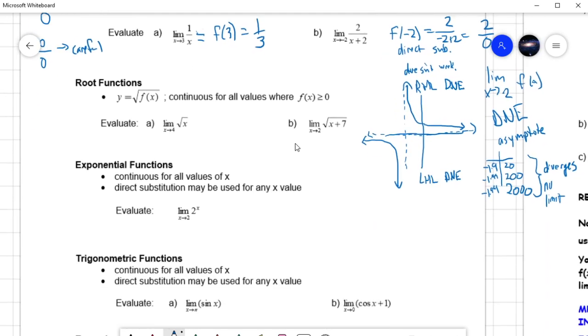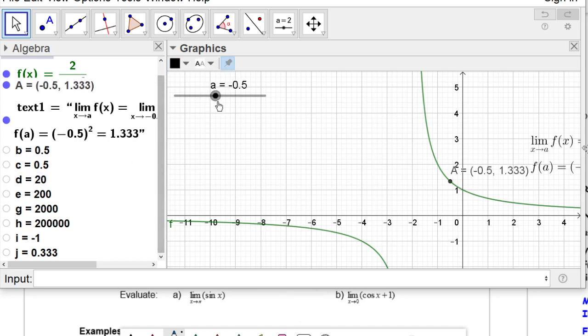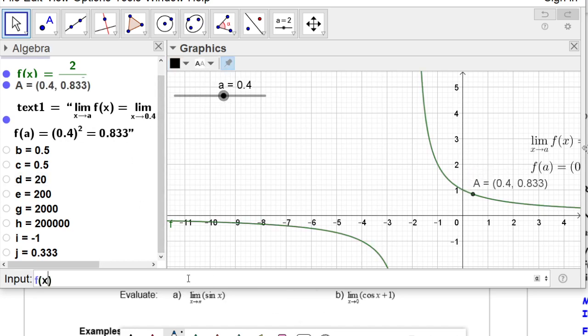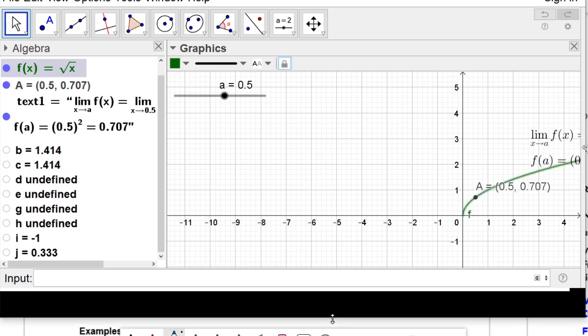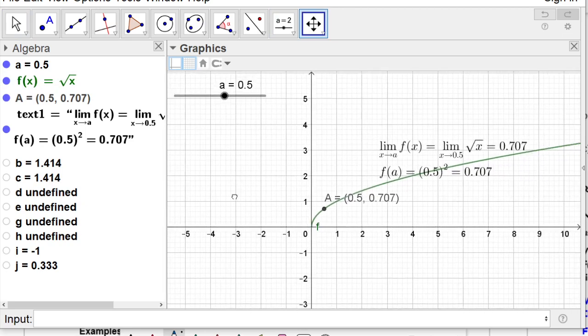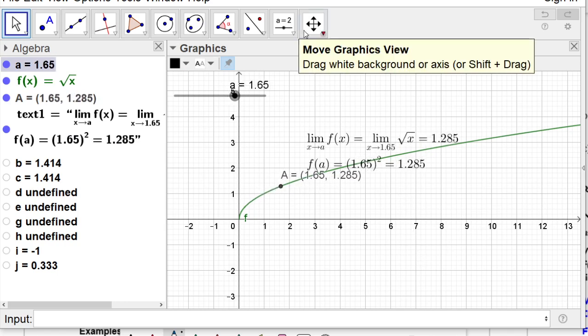Okay, a root. Now a root function is one place where my normal rule about left-hand limits and right-hand limits is a little bit different. So let's analyze the root here, and we'll take the same sort of approach we've been using. So we'll change this to a square root function, and let's take a look at it. Now, of course, the square root is a continuous function on its domain, right? So I can look anywhere I want to look.